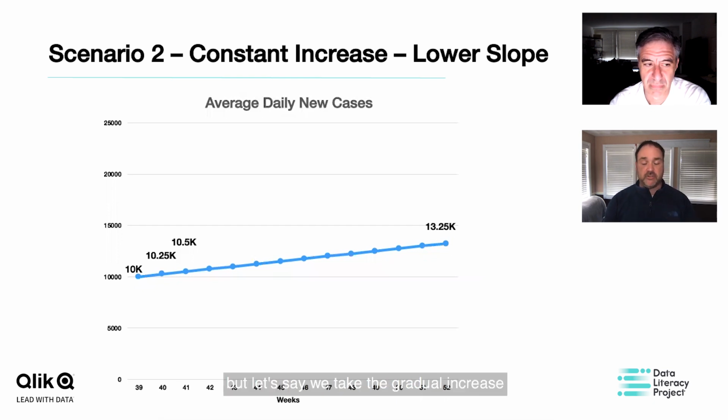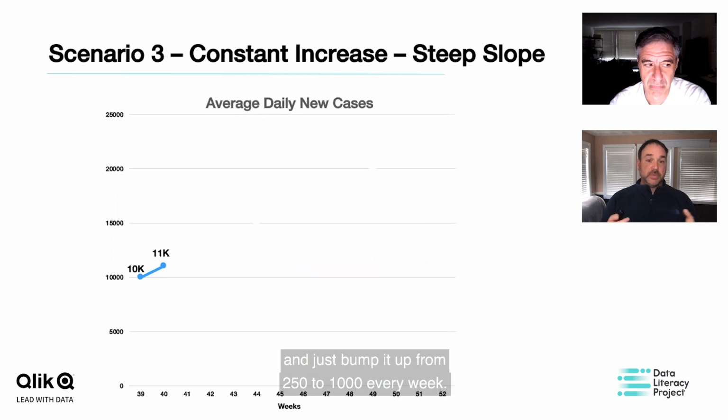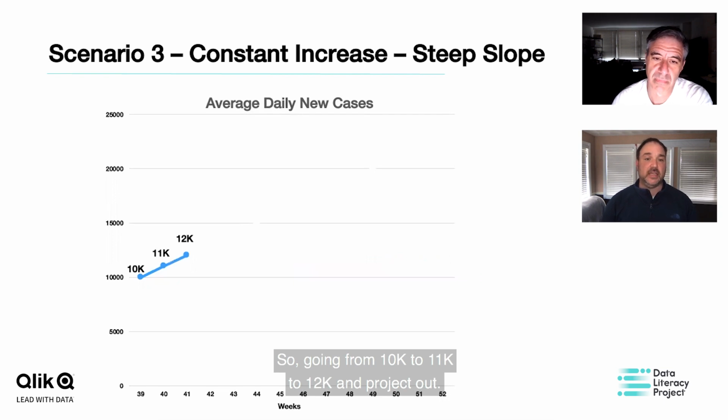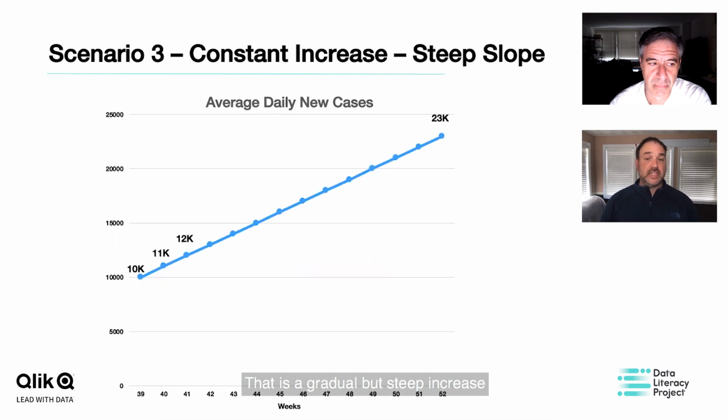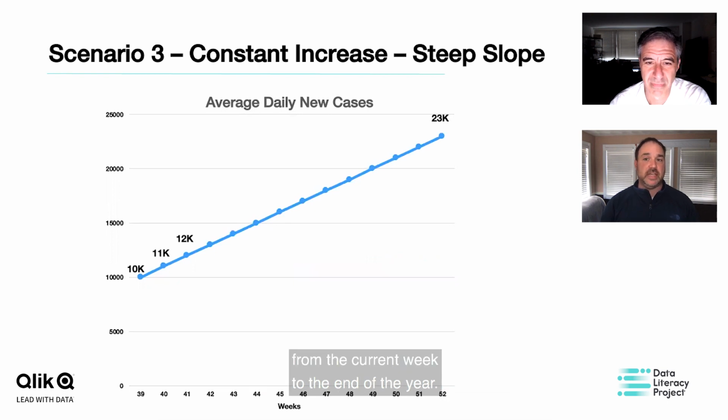But let's say we take the gradual increase and just bump it up from 250 to 1,000 every week. So going from 10K to 11K to 12K and project out, that is a gradual but steep increase where we're doubling in size from the current week to the end of the year. But in reality, we don't see it happen like this, right? What you're going to see on the charts and on the news is you're going to see it fluctuate and flutter from week to week.